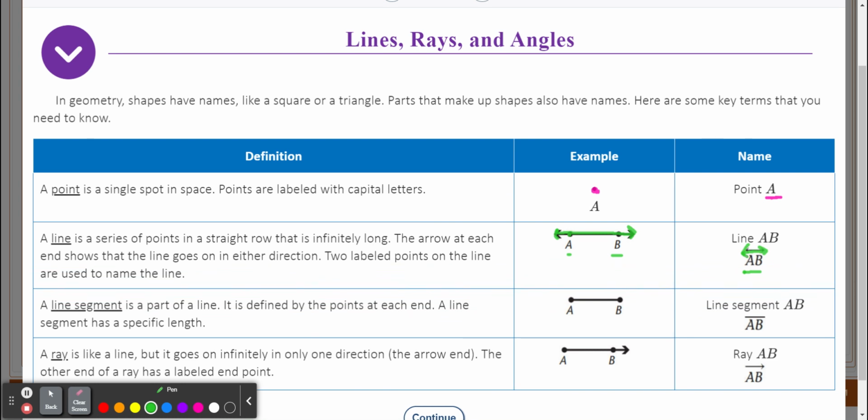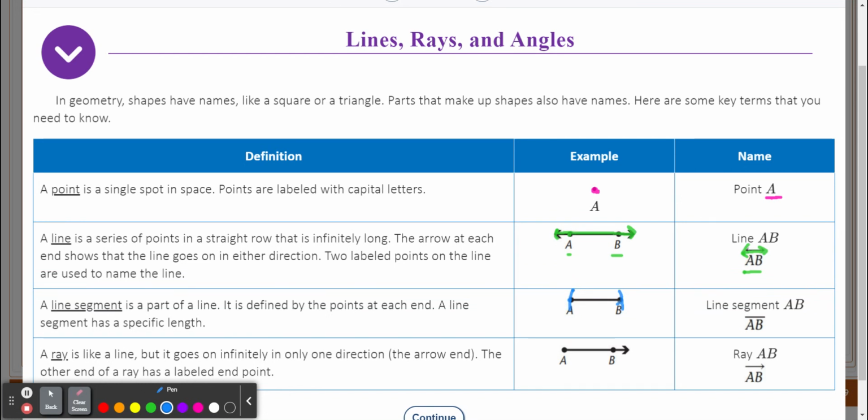The next one is a line segment. Now, look at the difference here. If you notice, there are no arrows going in either direction. That means it stops right here. It doesn't keep going left, and it doesn't keep going right. This is called a line segment. It's a part of a line.